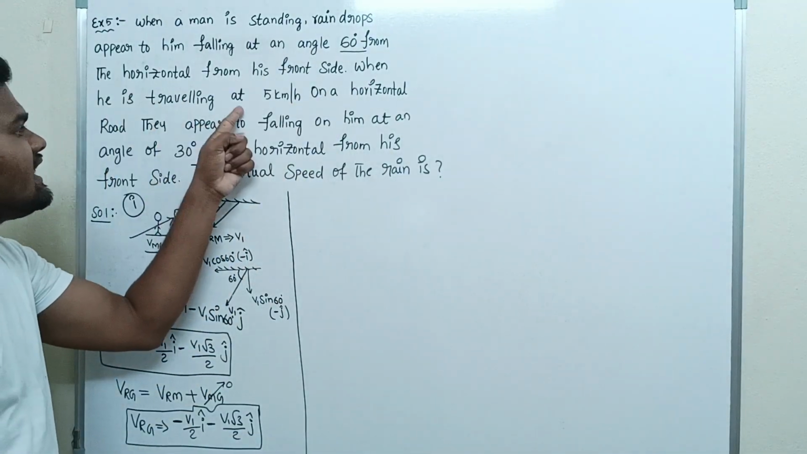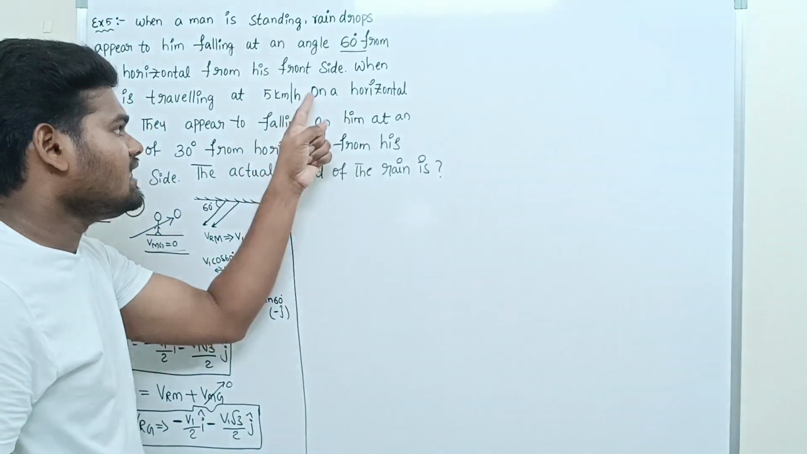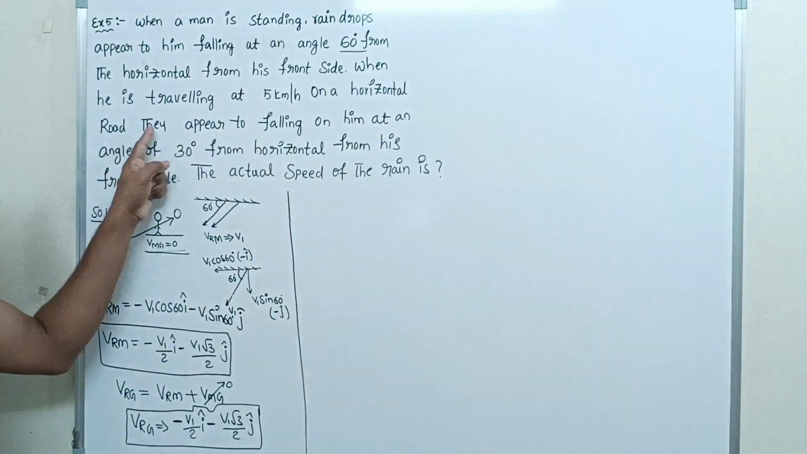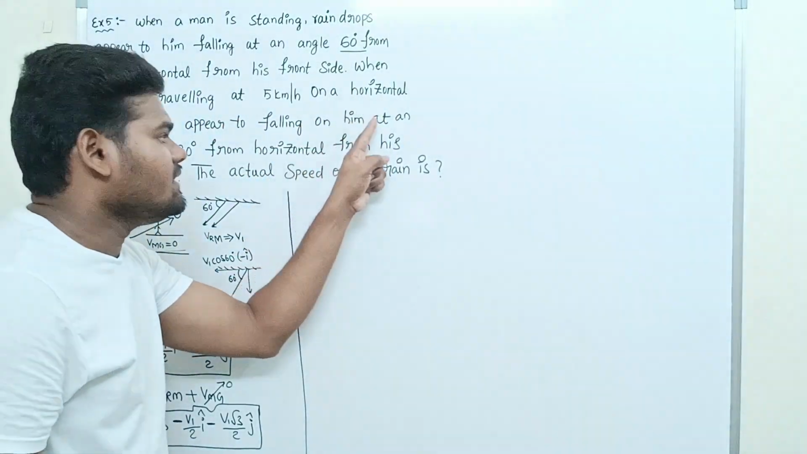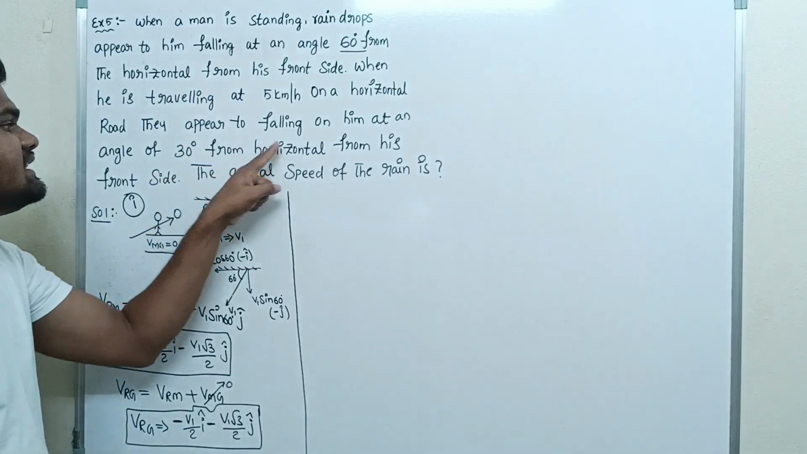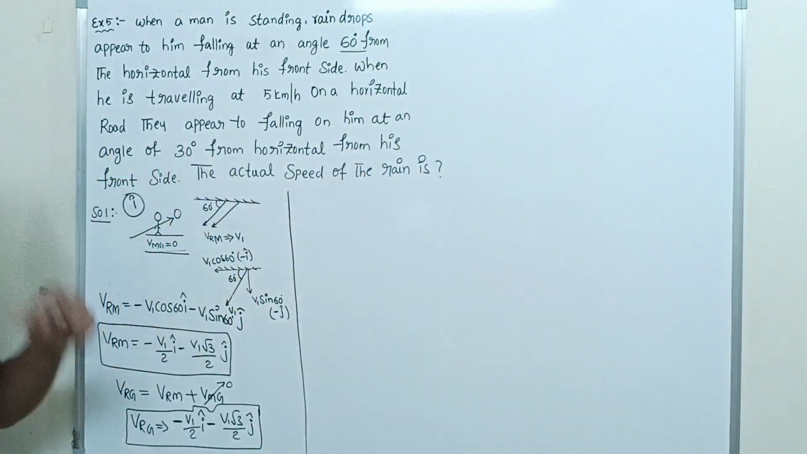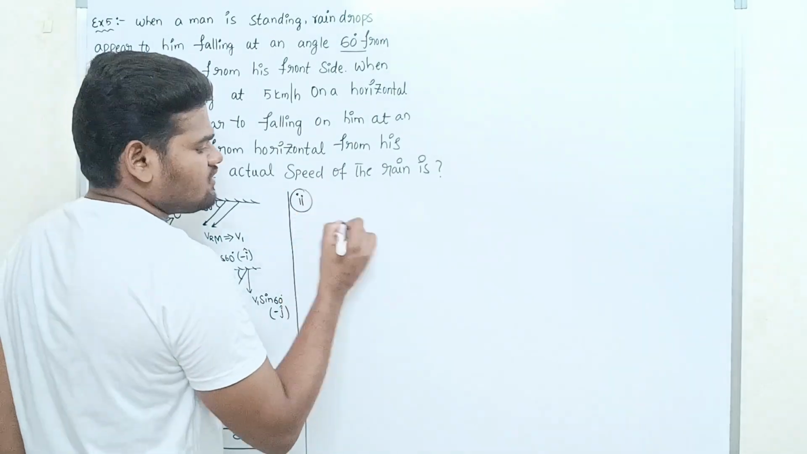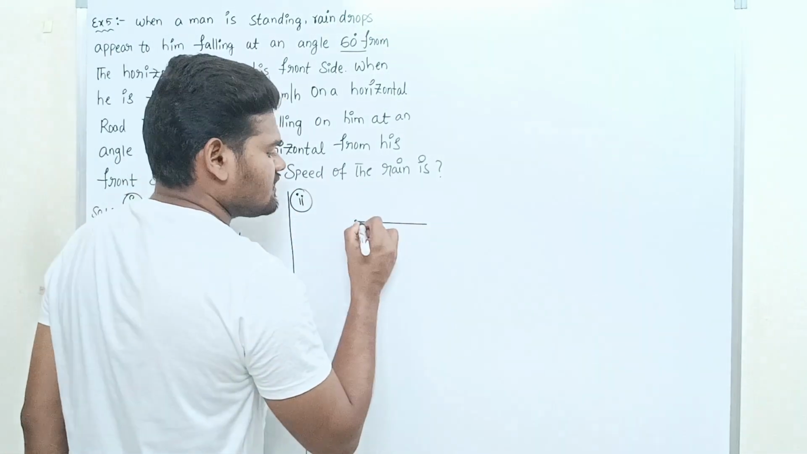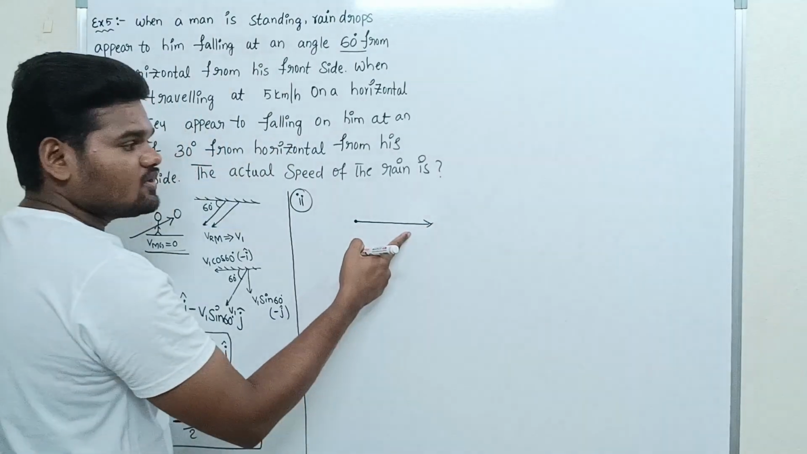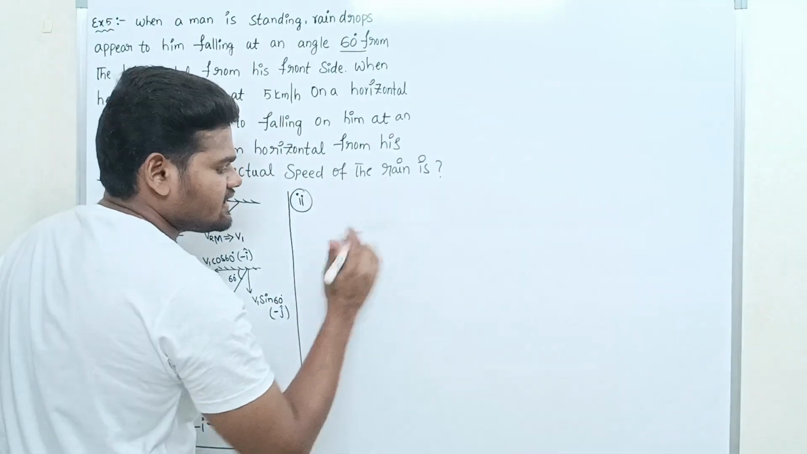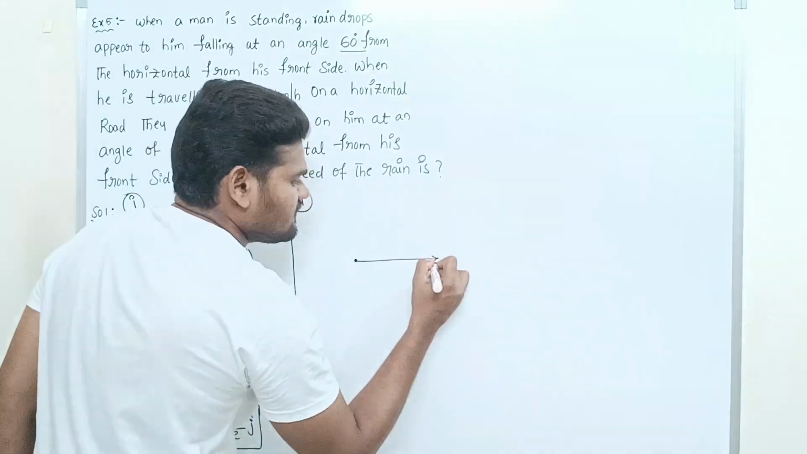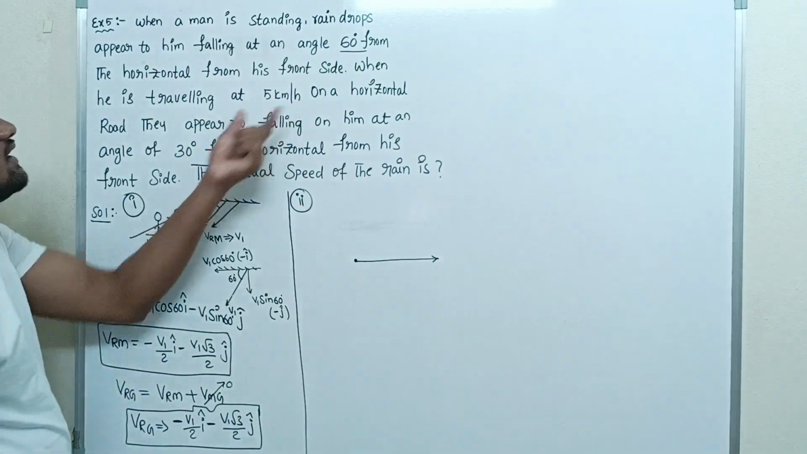When he is traveling at 5 kilometer per hour on a horizontal road, the rain appears to be falling on him at an angle of 30 degrees from the horizontal, from his front side. So now what happened in the second case? Now the person has started moving on a horizontal road with a speed. How much?